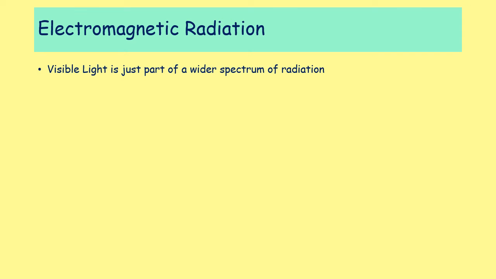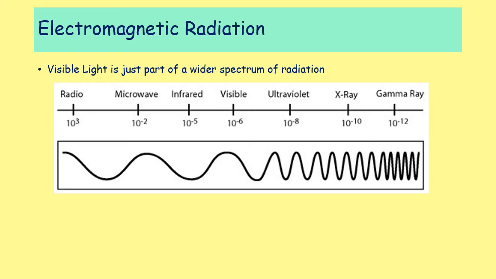Now, electromagnetic radiation is quite a large array of different types of radiation. Visible light is just a small part of this wide spectrum, and visible light is all the colors that we can see. So included in electromagnetic radiation are things like radio waves, microwaves, infrared, visible light, which is in the middle, then ultraviolet, X-rays, and gamma rays.